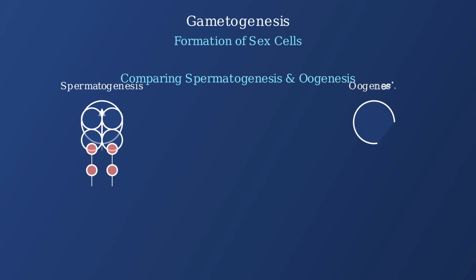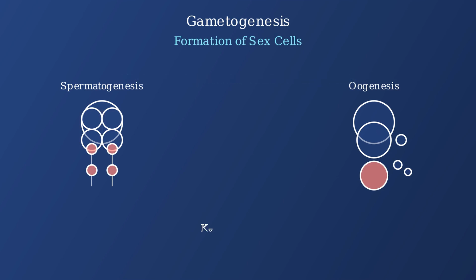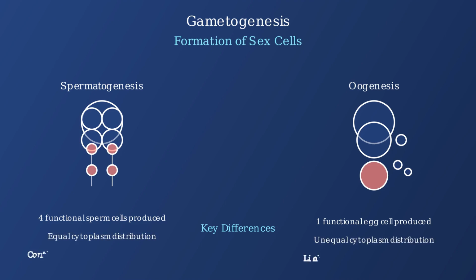In contrast, oogenesis produces just one large functional egg cell. The primary oocyte undergoes unequal divisions, with most cytoplasm retained in the developing egg. The smaller cells, called polar bodies, eventually degenerate. There are several key differences between spermatogenesis and oogenesis.